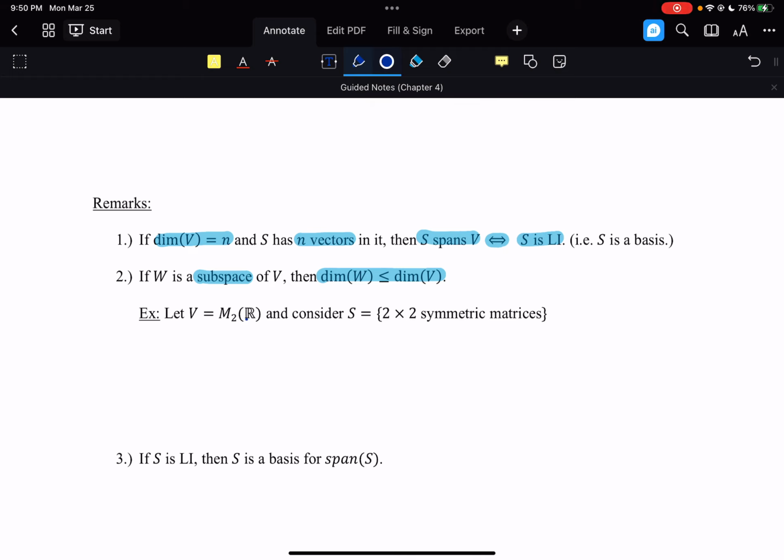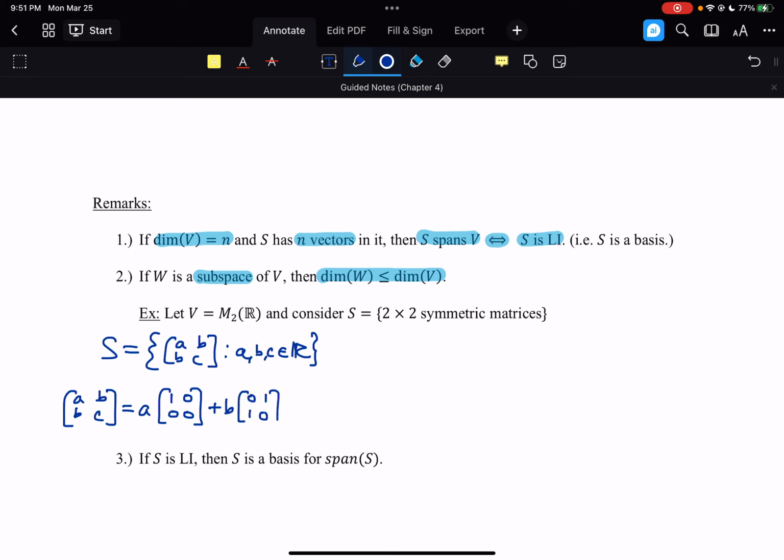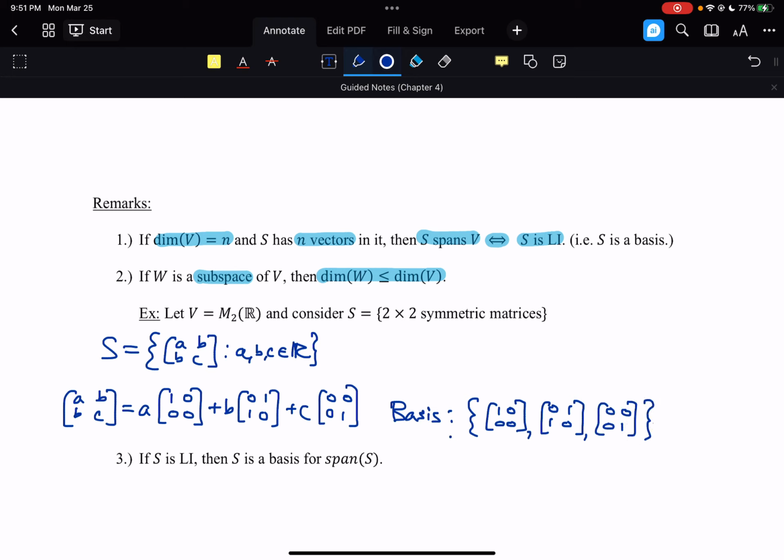But for another example here, if we have the vector space M2 and consider S, which is the set of all 2x2 symmetric matrices. So the set S would be matrices that look like this, A, B, B, C, where A, B, and C are real numbers. So A, B, B, C, if we bust out those variables, that's A times 1, 0, 0, 0, plus B times 0, 1, 1, 0, plus C times 0, 0, 0, 1. Our basis is just the vectors themselves. So this would be the basis for all 2x2 symmetric matrices.